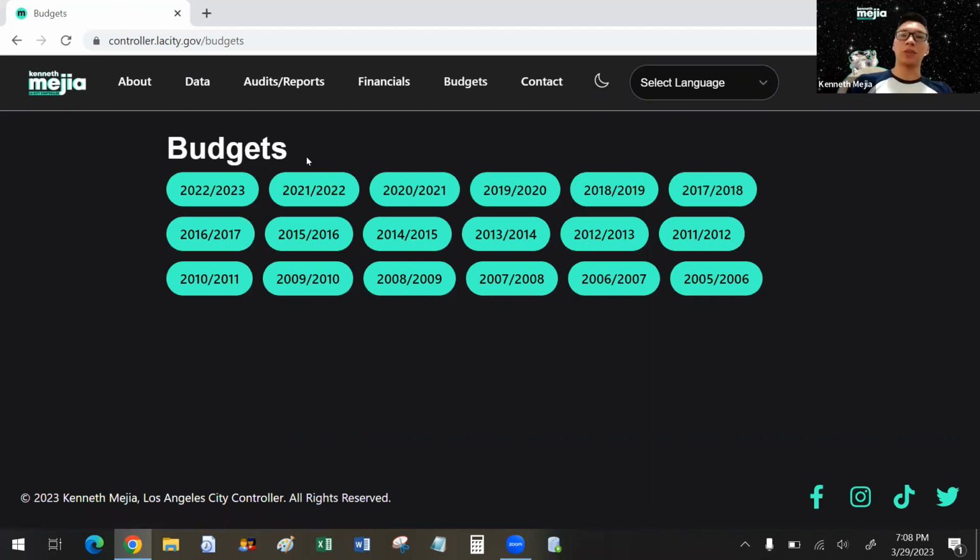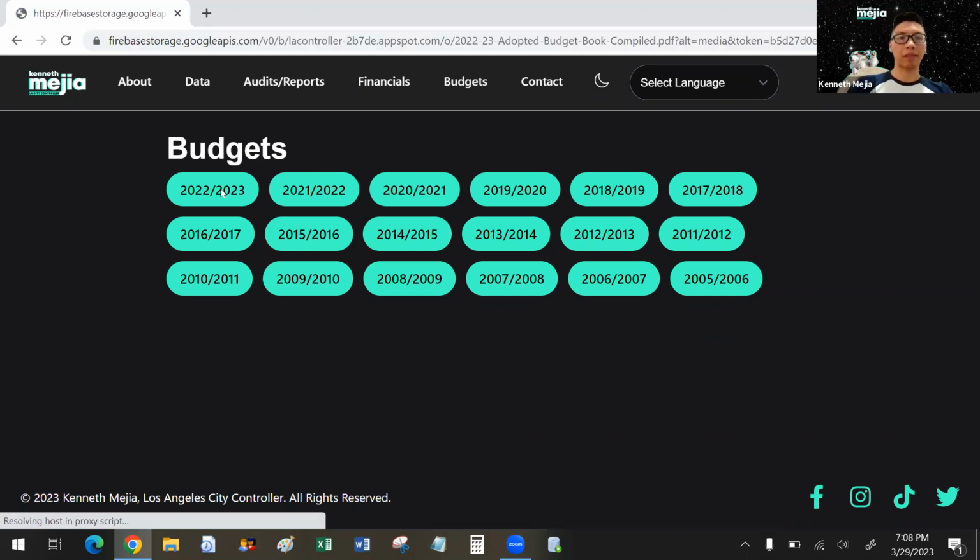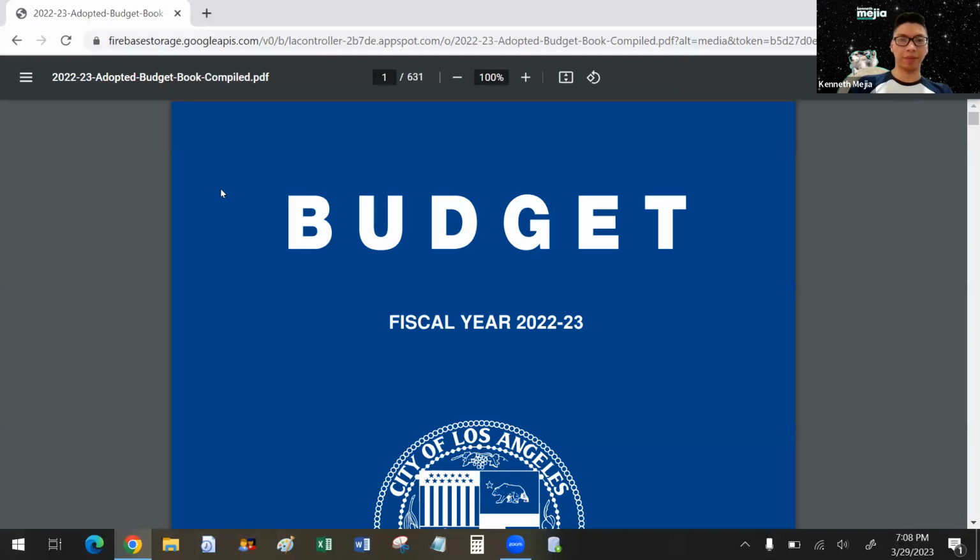When the city council and the mayor approve the budget, it comes to our office to then appropriate the funds based on their approvals. And we keep a copy of all approved budgets here. So you could see all the approved budgets going back to 2005, 2006. So I'm going to click on the current budget. So 2022, 2023. So this is our current city budget.